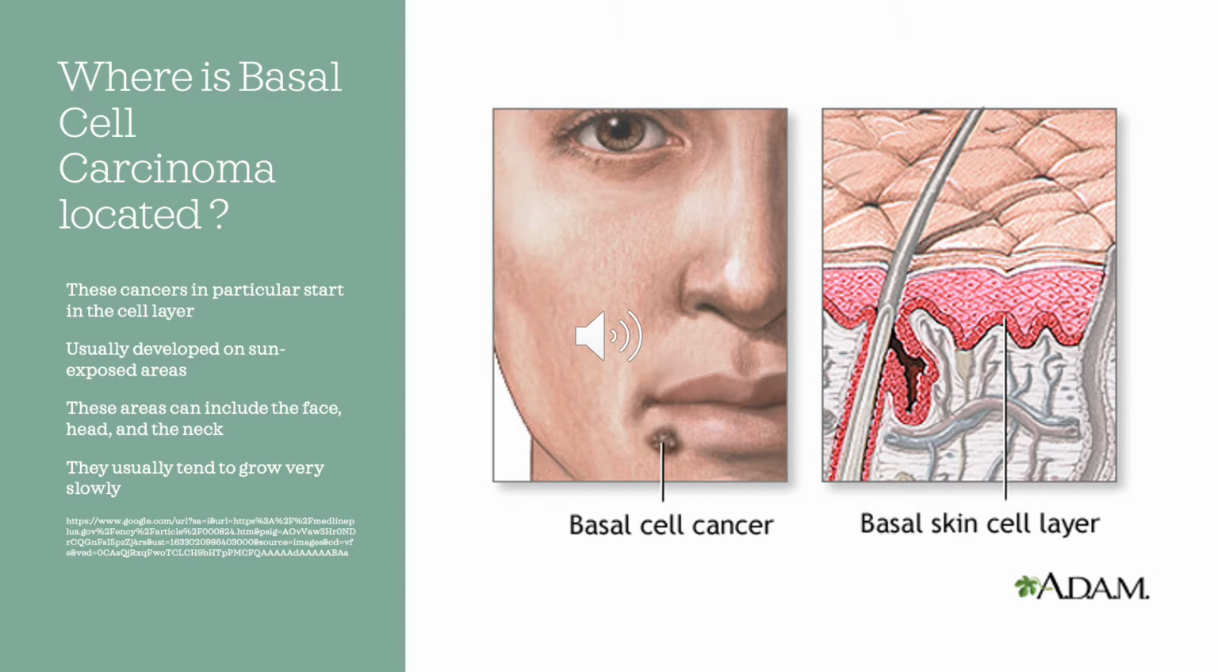Now that we know what basal cell carcinoma is, we need to know where it is located. These cancers in particular start in the basal cell layer. On the picture to the right, it shows the exact formation of how the basal skin cell layer looks. This usually develops on sun-exposed areas, and these areas can include the face, the head, and the neck. It does occur in other areas of the body, but it's most frequently found in the face, the head, and the neck. And these usually tend to grow very slowly.